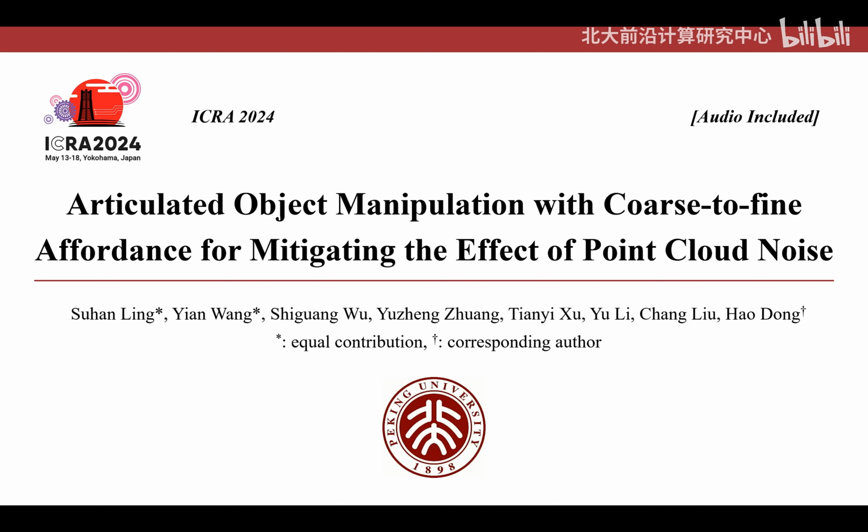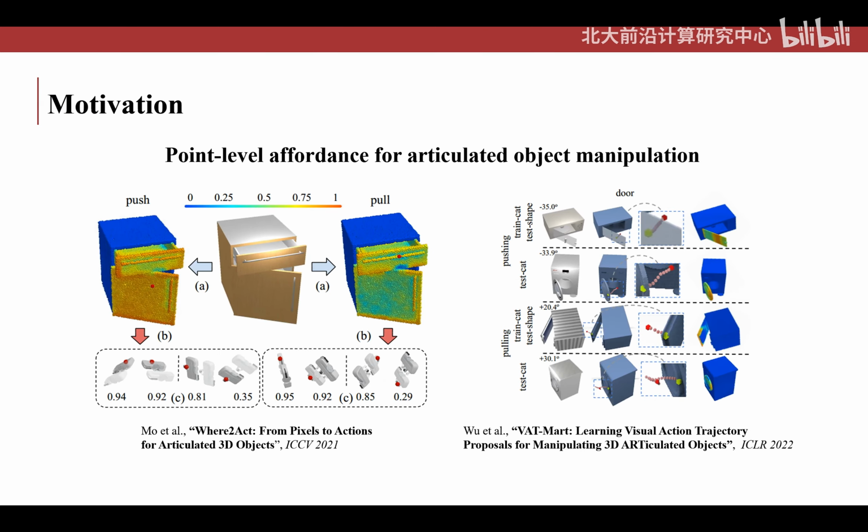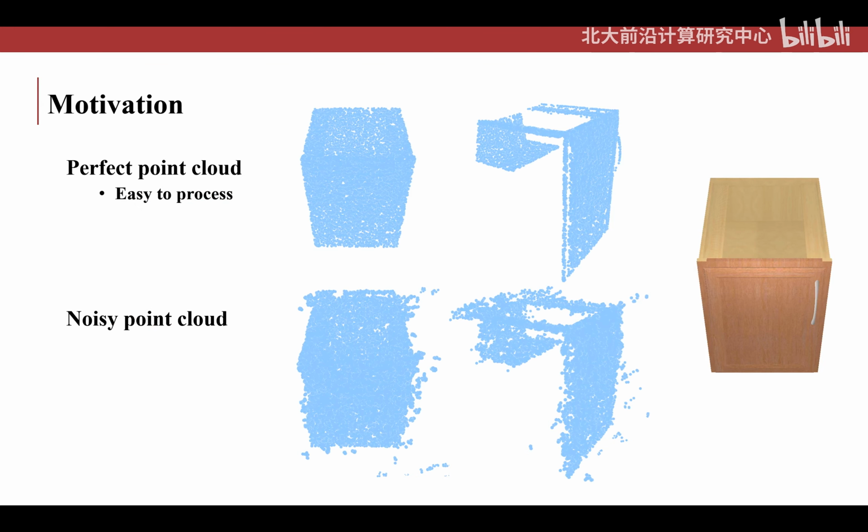In this video, we will introduce our work, Articulated Object Manipulation with Coarse-to-Fine Affordance for Mitigating the Effect of Point Cloud Noise. Recently, point-level affordance, which predicts the per-point actionable score and thus proposes the best point to interact with, has demonstrated excellent performance in articulated object manipulation. However, a significant challenge remains.